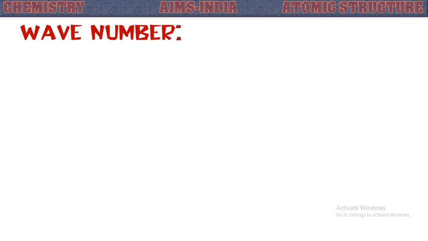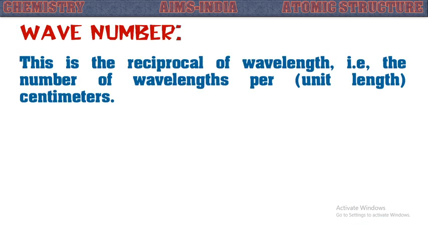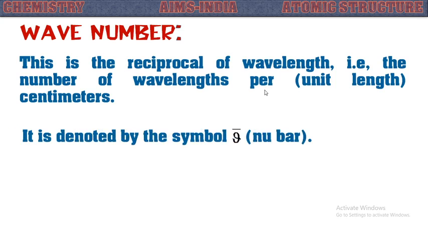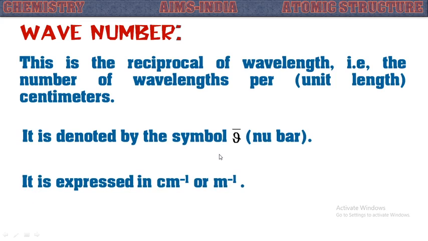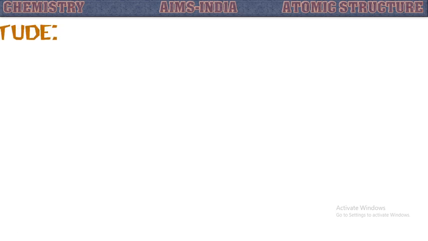Next, wave number. This is the reciprocal of wavelength. To say simply, the number of wavelengths per centimeter. It is denoted with the symbol nu bar. It is expressed in centimeter inverse or meter inverse, as it is a reciprocal of length. We can show mathematically nu bar is equal to 1 by lambda. That means it is the reciprocal of wavelength.